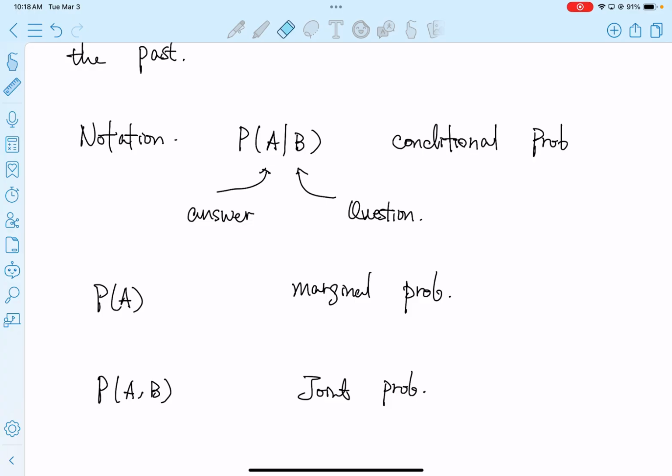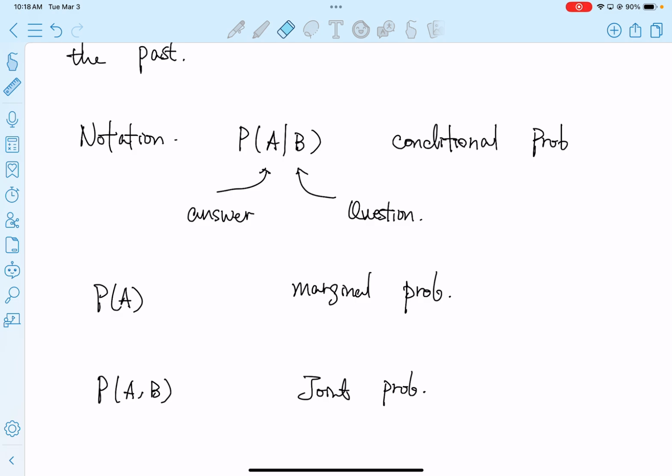Okay, so next I'm going to talk about examples, but now let's just consolidate some of the notation. The conditional probability that we are going to focus on is denoted as P of A given B. It's like the probability of getting different answers from ChatGPT conditional on the question that you ask ChatGPT.